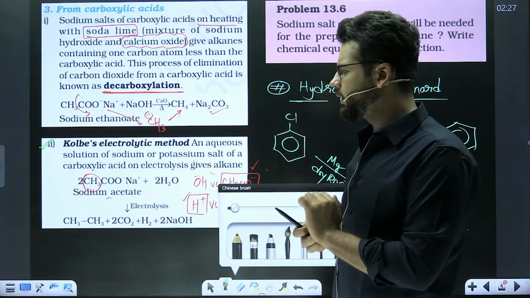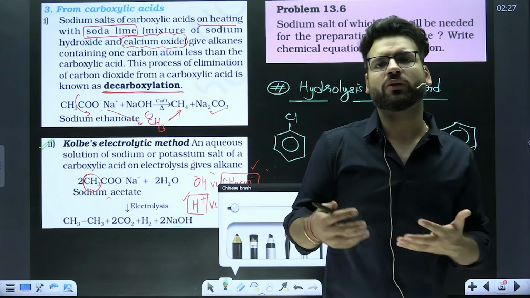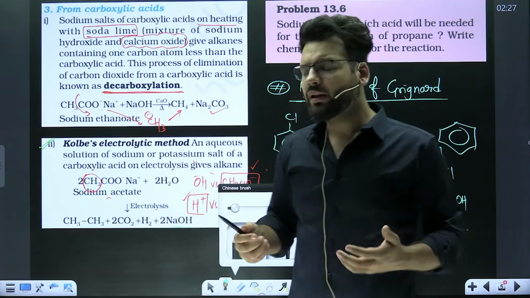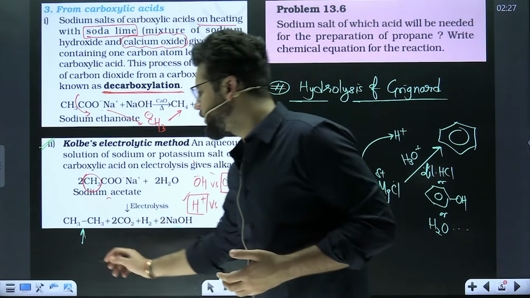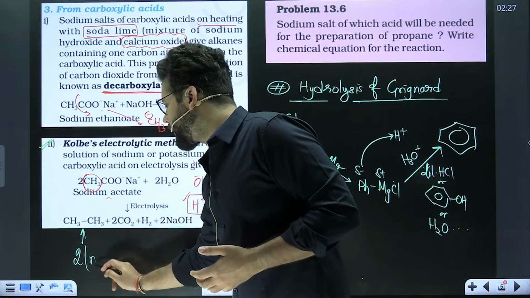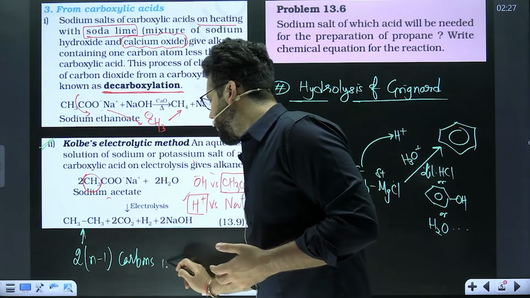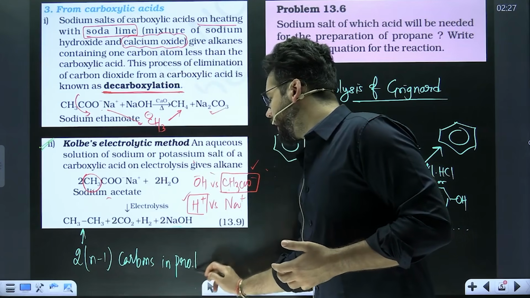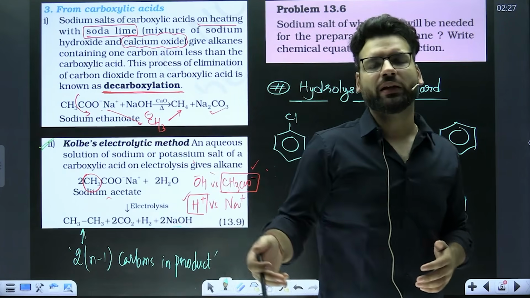This can be asked as a factual point: if the number of carbons present in the reactant sodium salt of carboxylic acid is N, then how many carbons are there in the final product after Kolbe's electrolysis? You will say 2 times N minus 1 carbons in the product. I've just told you the reason why we have done this mathematics.